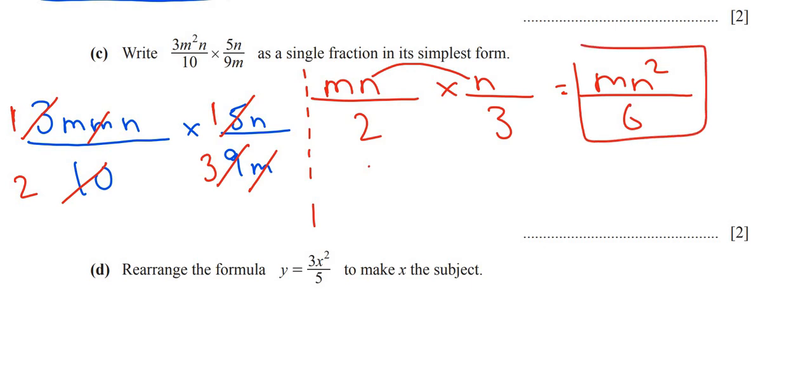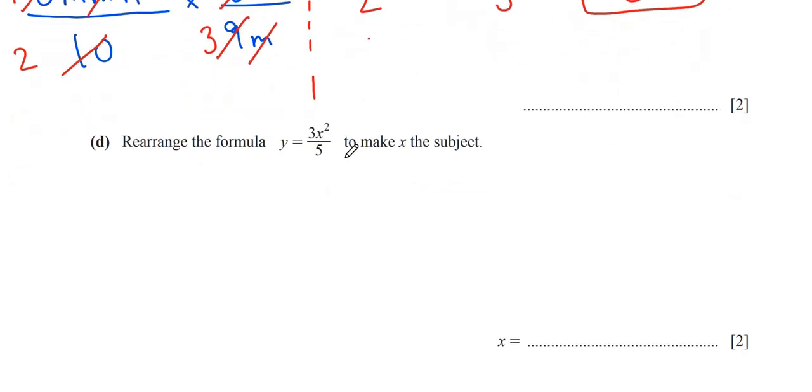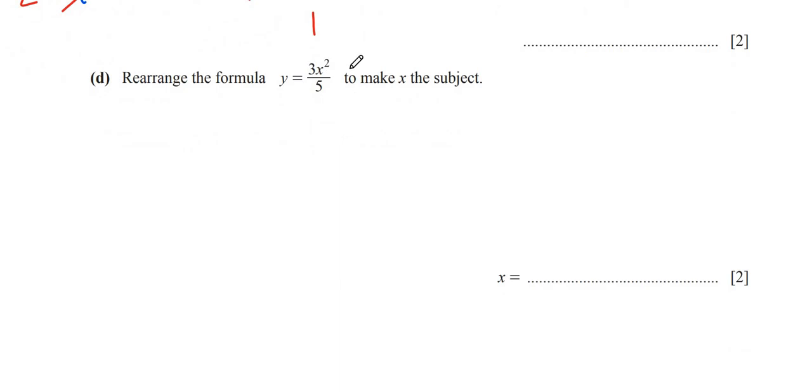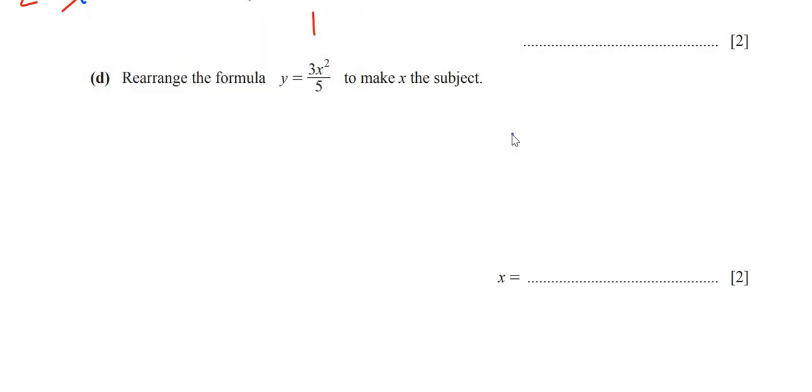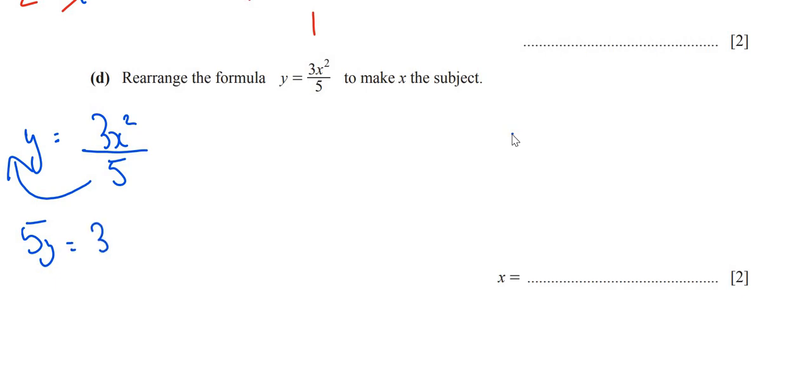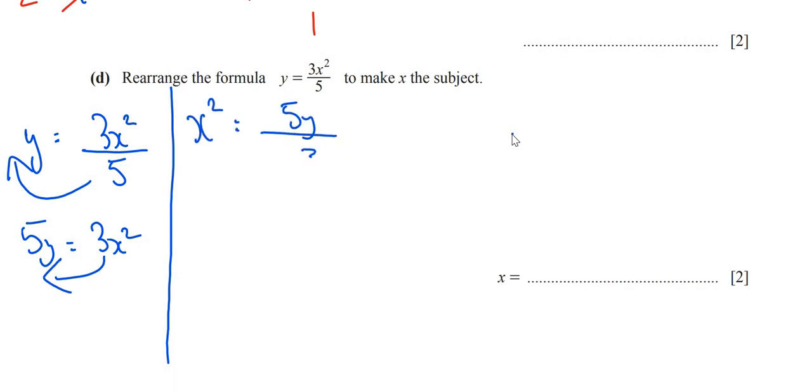Alright. Moving on to our next question, it says rearrange the formula y is equals to 3x squared upon 5 to make x the subject. Okay. So look guys, y is equals to 3x squared upon 5. 5 will go up there and multiply with y. So this becomes 5y is equals to 3x squared. 3 will go down there and divide. So x squared is equals to 5y divided by 3.